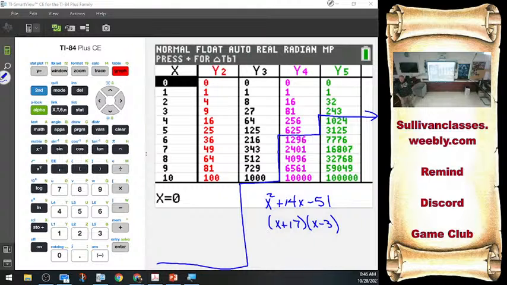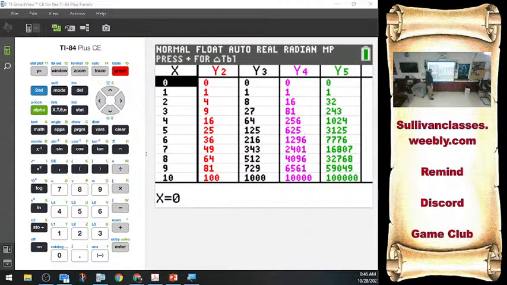Same thing's going to go with all of our exponents. If you know them off the top of your head, it makes life easier. If you don't, you're going to have to do more work. Okay? Two to the seventh. There you go.